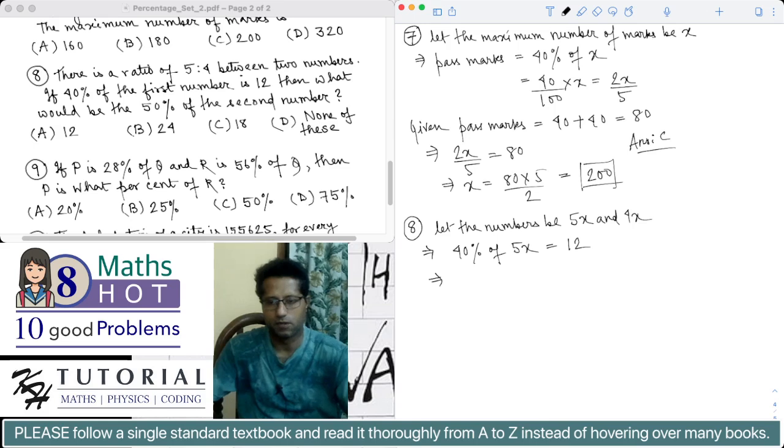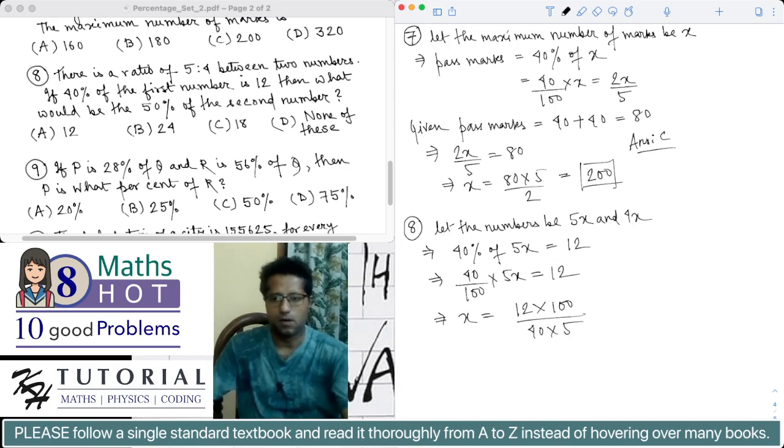So, this implies 40% of 5x means 40 by 100 multiplied by 5x is equal to 12. This implies that 5x, from here we can say that x is equal to 12 multiplied by 100 divided by 40 multiplied by 5. This is equal to 5 cancels 100 with 20, 20 cancels 40 with 2, and 2 cancels 12 with 6. So x is 6.